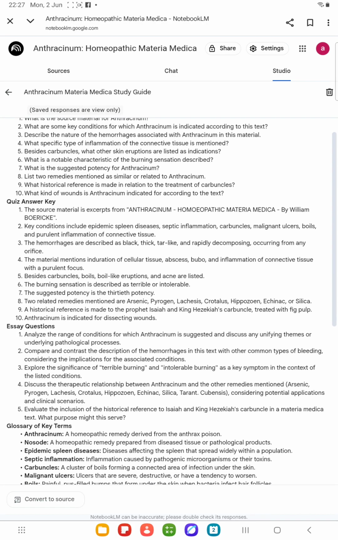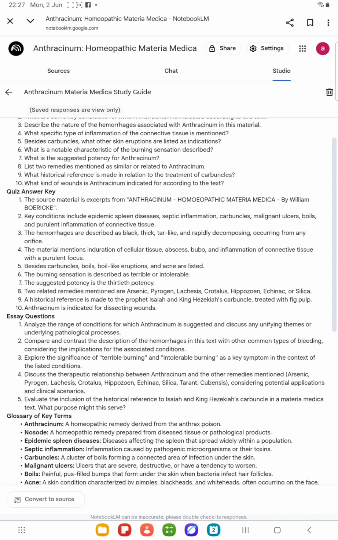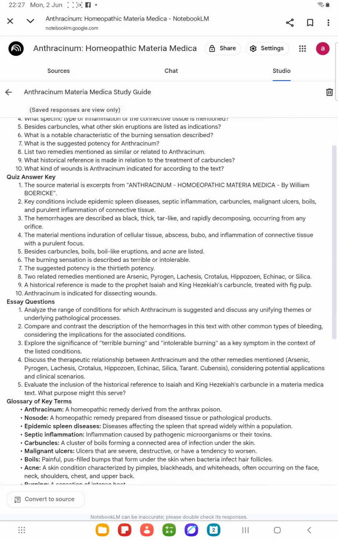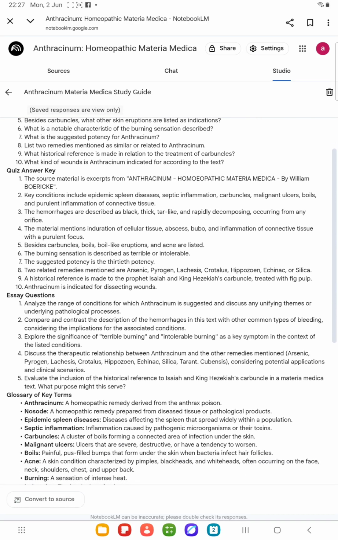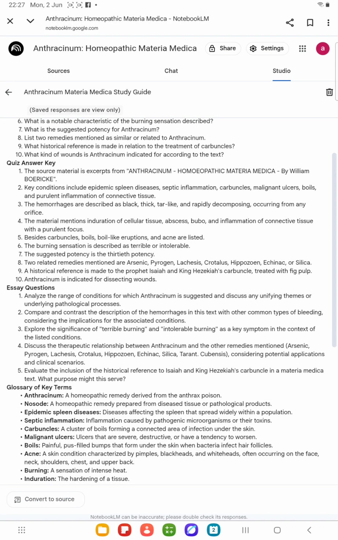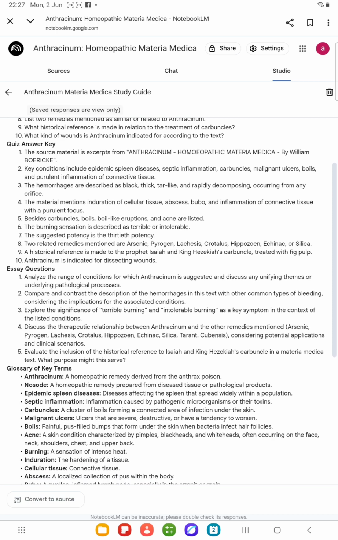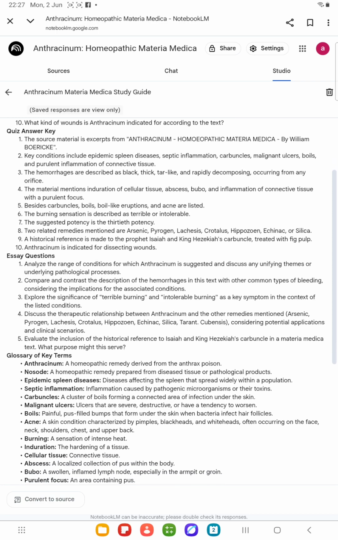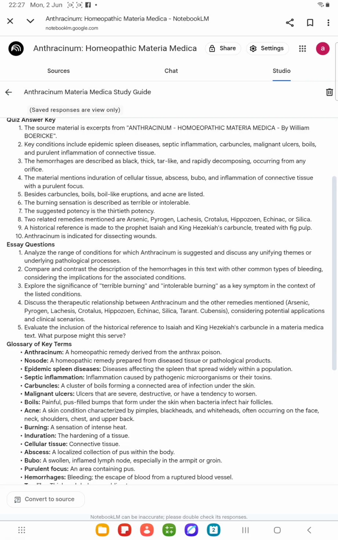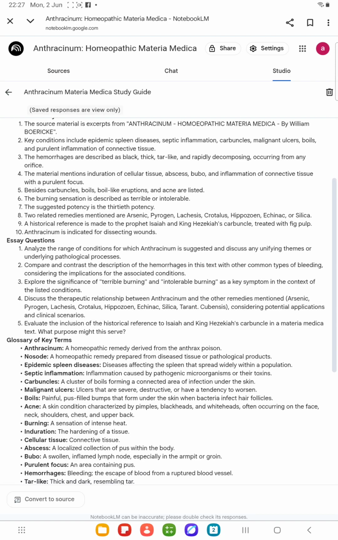Now, there was something else in there, wasn't there? Sort of a historical aside about carbuncles. Oh, right. It's this fascinating little note about the prophet Isaiah treating King Hezekiah's carbuncle. From the Bible? Yeah. Applying fig pulp as a poultice, just tucked in there. Shows Boericke was pulling from all sorts of places, not just clinical notes. A little piece of ancient history mixed in.